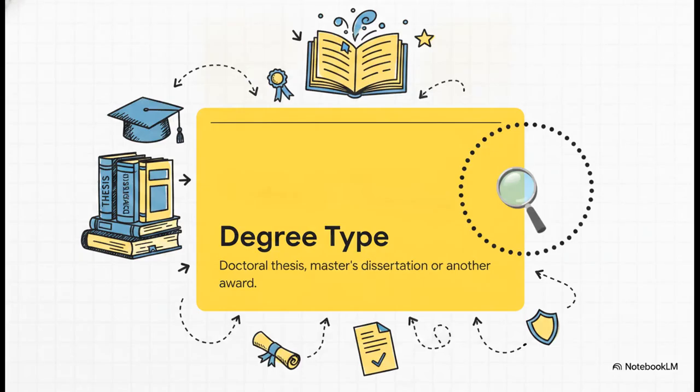Now, let's zoom in on one of those specific ingredients for a second, the degree type. You must explicitly state whether the work you're citing is a doctoral thesis, a master's dissertation, or another specific award if your referencing guide asks for it. This level of detail, this is exactly what differentiates a thesis citation from a run-of-the-mill book citation. By doing this, you're officially acknowledging the specific level of academic rigor and the exact nature of the award that the author earned. It basically gives the document its proper academic weight.